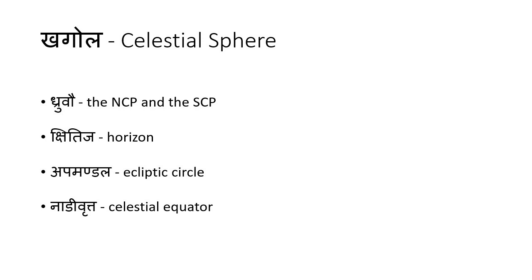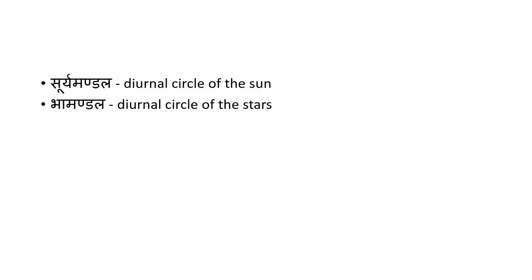In the Sanskrit texts, there is a whole lot of terminology for all these words that we have been using so far. The celestial poles are, for example, known as the dhruva, as already mentioned. The horizon is called the kshitij. There are other words. The ecliptic circle is known as the upper mandala, and the celestial equator is known as the nadi vritta. The diurnal circle of the sun is known as the Surya Mandala, and the diurnal circle of the stars is known as the Bhamandala. There are many other words, a lot of other terminology, but these are some of the ones which are used for some of these common concepts.